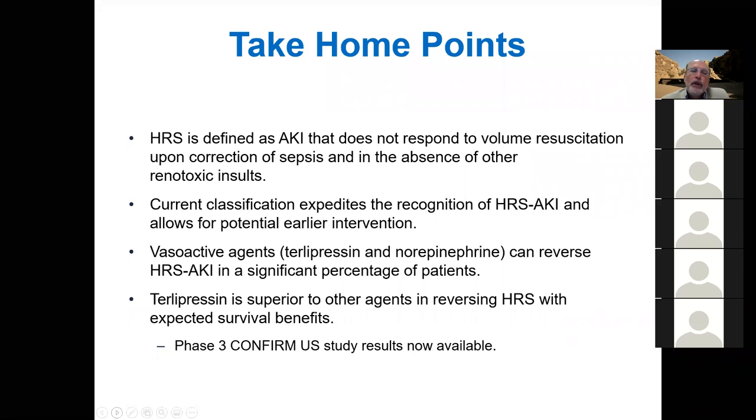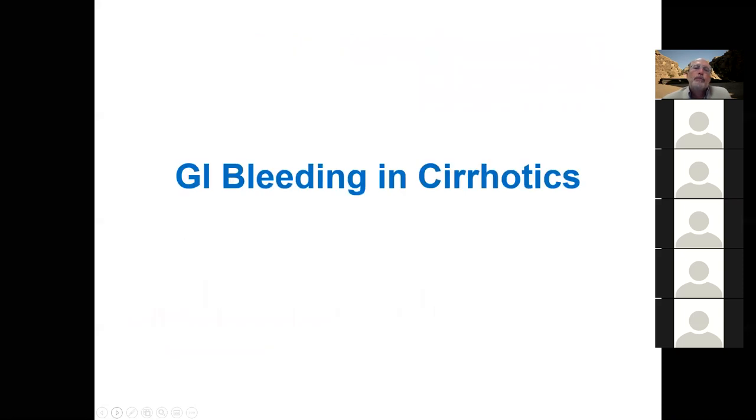Hepatorenal syndrome, acute kidney injury, HRS. That's the new term, AKI-HRS versus AKI alone. No sepsis, absence of other renotoxic insults. You've reversed any hypovolemia. Treated or managed any cardiac events that are going on in these individuals. Right now, MOA is our best, with norepi as our best pressor on top of midodrine. Rule out hepatoadrenal syndrome. We're going to switch to GI bleeding.